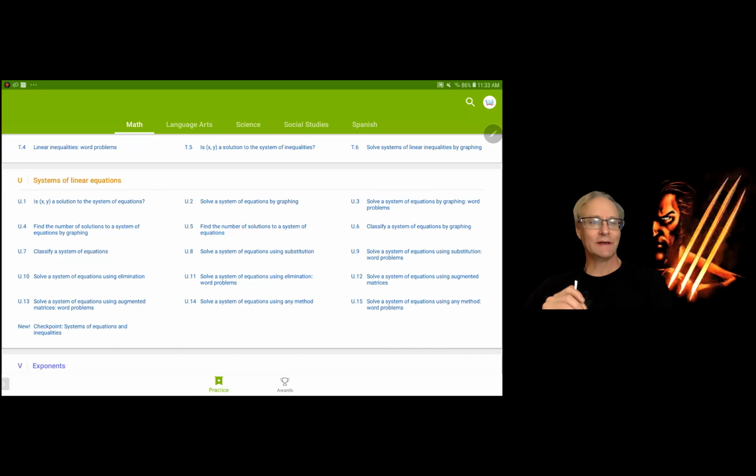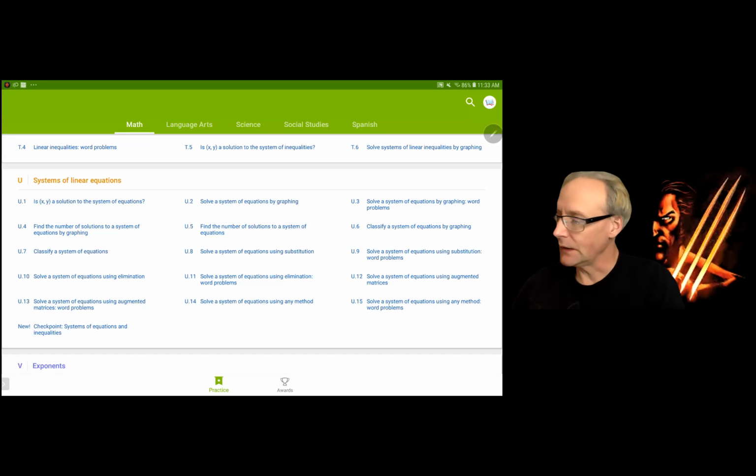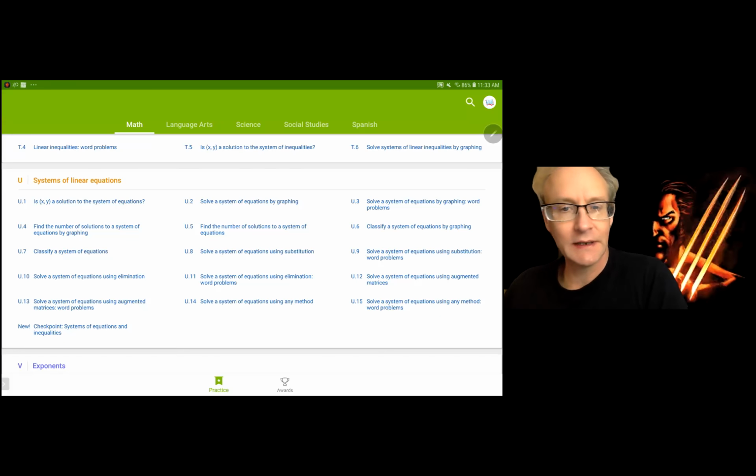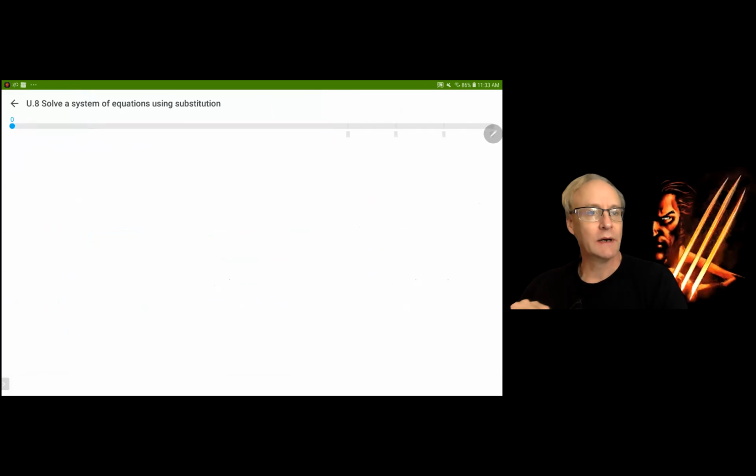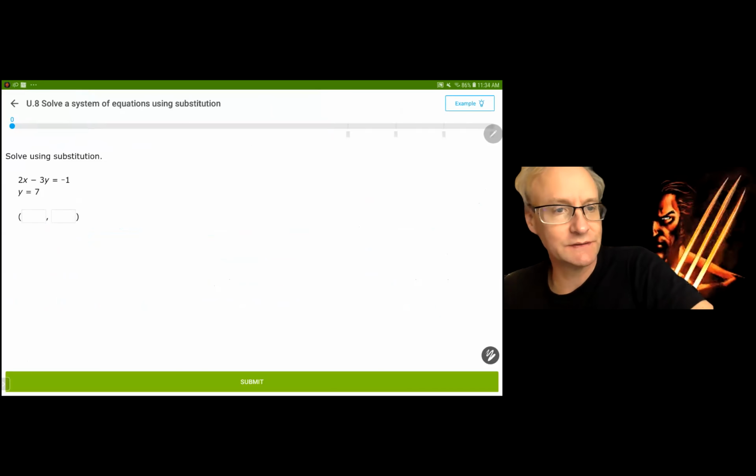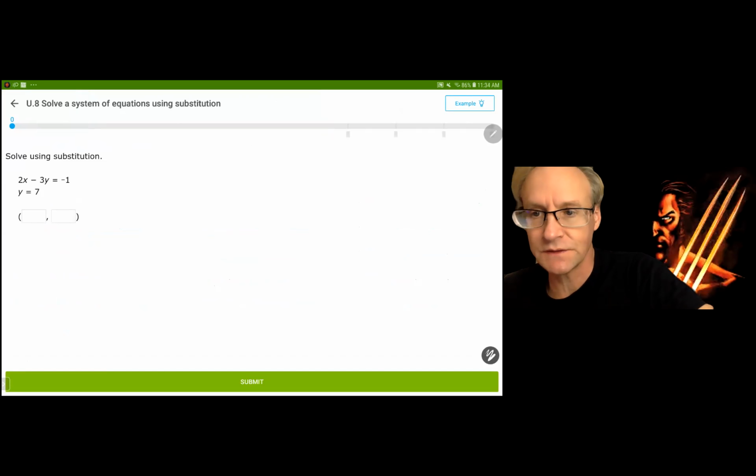Hi, everybody. Today we're going to look at U.8, which is solving a system of equations using substitution. This is probably the second best method for solving systems. I'm going to skip around a little bit. I haven't previewed it, but we're going to use substitution to solve. We're looking for an ordered pair, a point, that makes the first and second equations true.